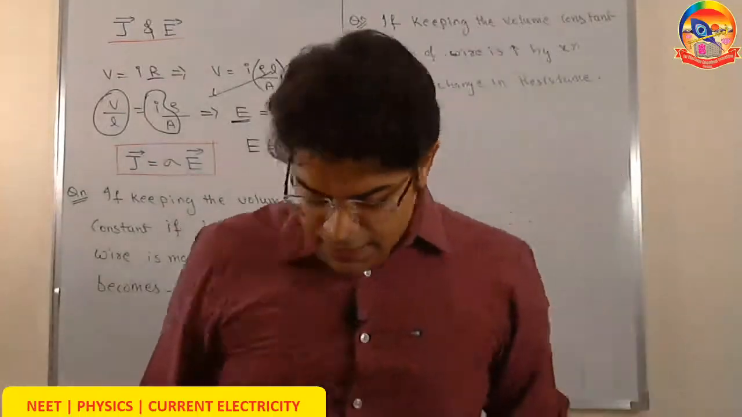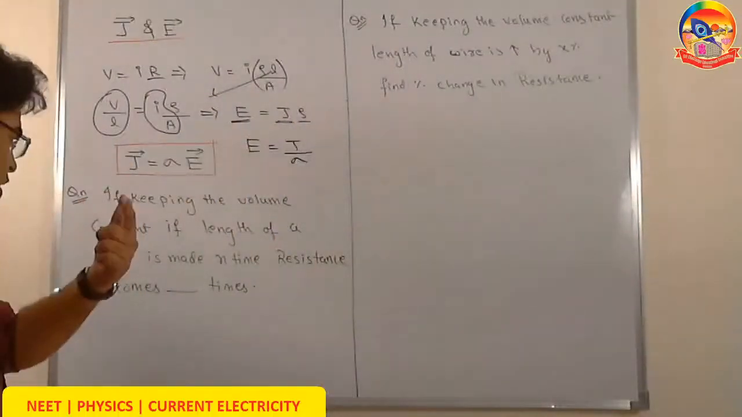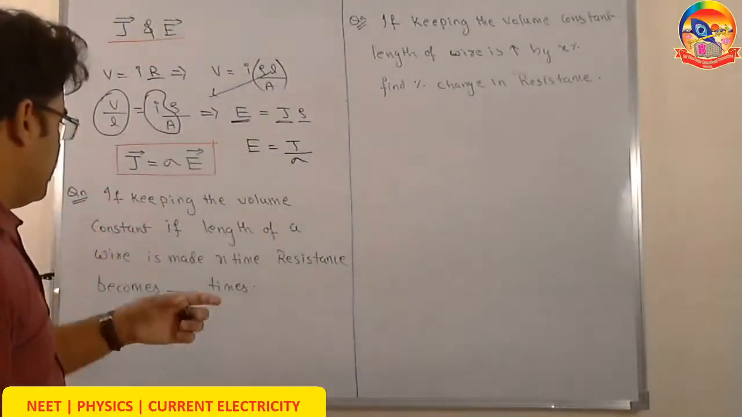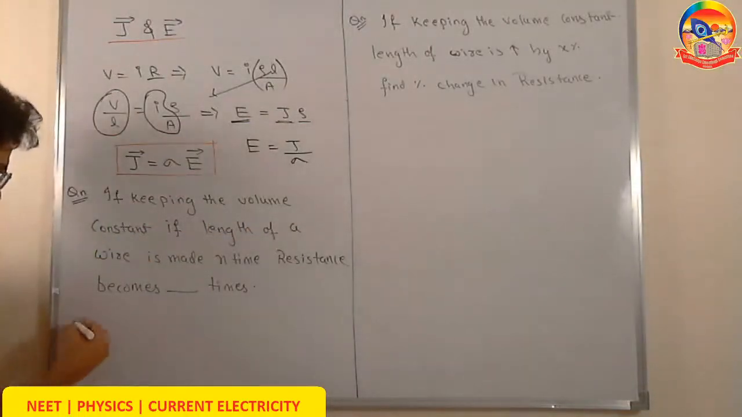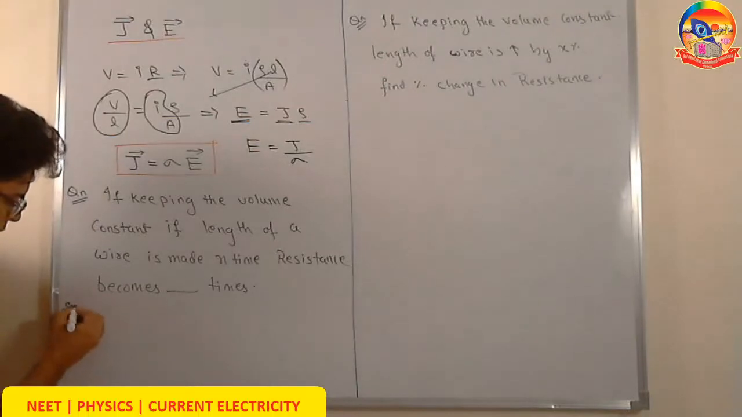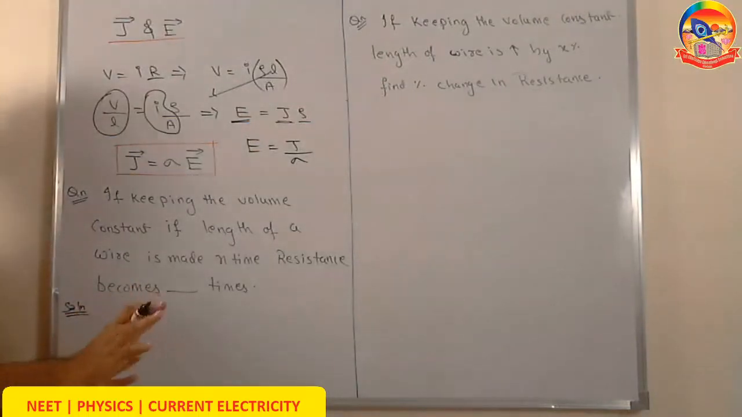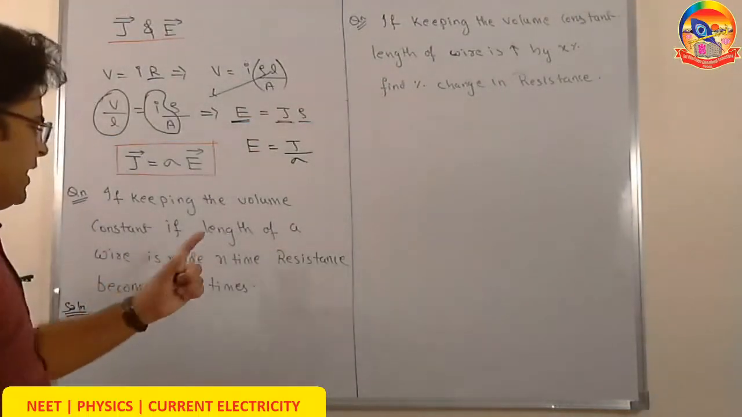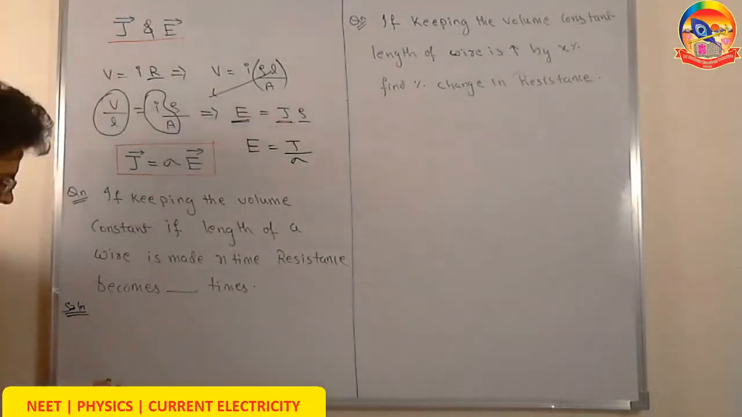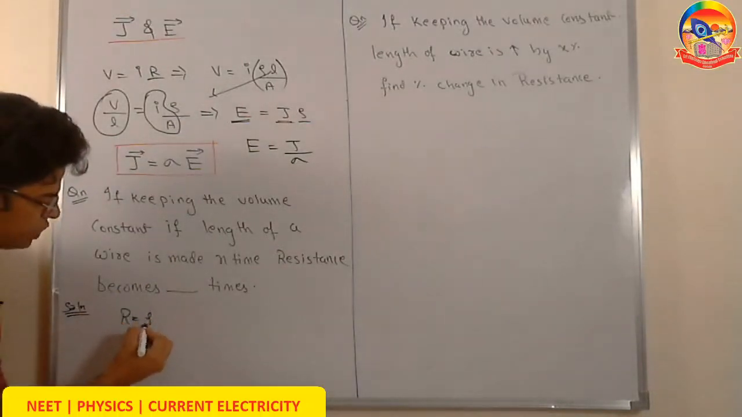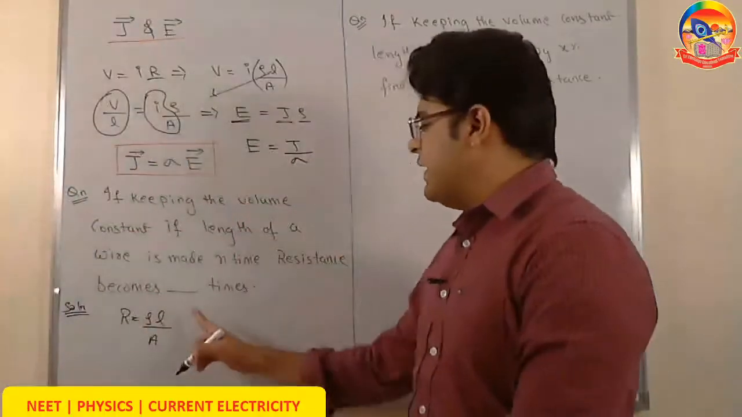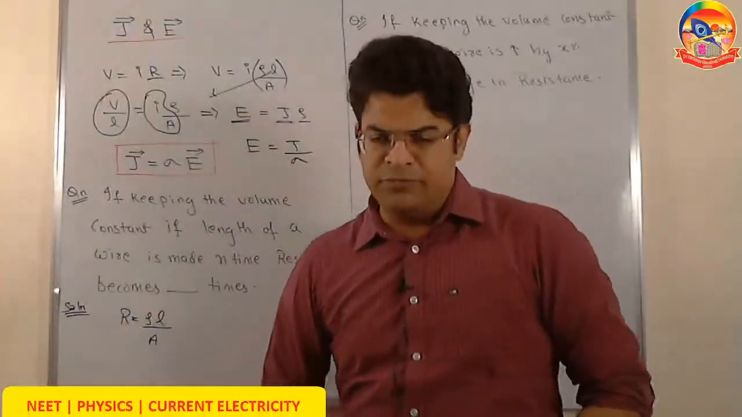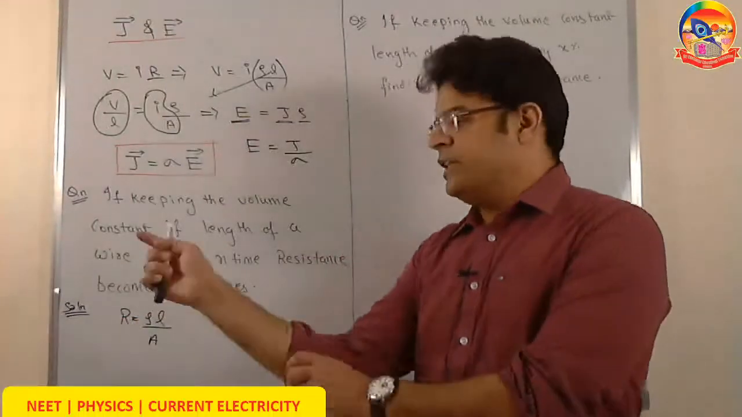Next thing, if keeping the volume constant, if the length of a wire is made n times, the resistance becomes dash times. So let's solve it. We are keeping the volume of wire constant, but the length is made n times. What happens to resistance? So we know that R equals rho L by A. It does not happen that when the length becomes n times, the resistance becomes n times, though they are directly proportional in this case. Why?